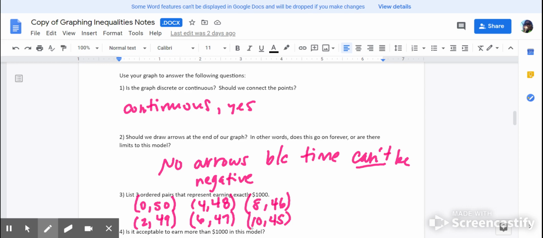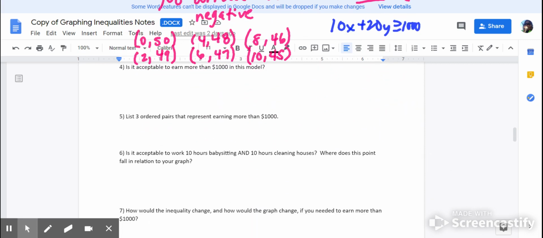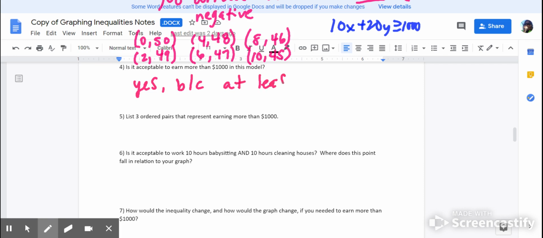But ultimately, remember what we're doing is taking the equation, 10x plus 20y being greater than or equal to 1,000, and we're trying to pick values that will make that equal exactly $1,000. So the question says, is it acceptable to earn more than $1,000? Yes, it is acceptable because remember I want to earn at least 1,000. So because of the words at least, it makes it acceptable.